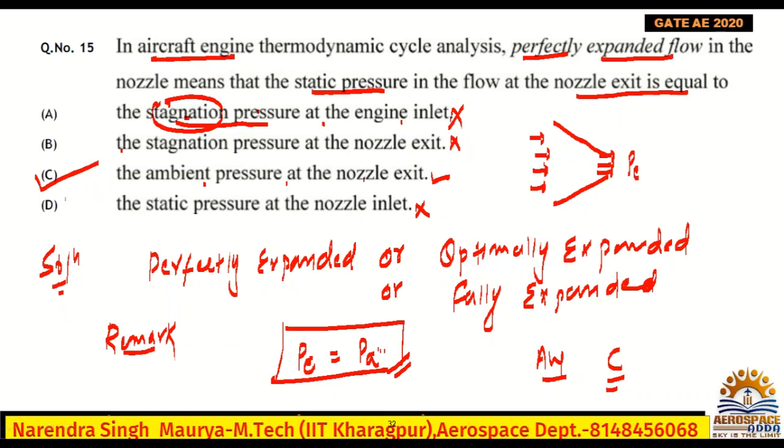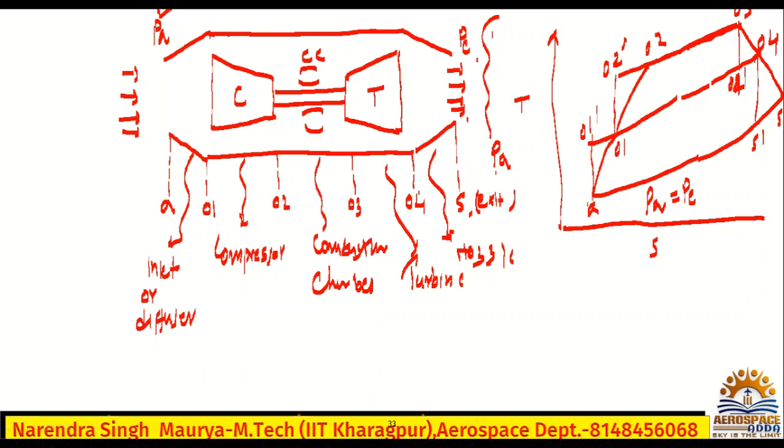Hope you understood why option C is correct. PE is equal to PA, that means ambient pressure at the nozzle exit. Simple. The nozzle exit pressure is equal to the ambient pressure at the nozzle exit. That will be the correct answer. So this pressure PA is equal to the exit pressure. If at the exit also we have the same atmospheric or ambient pressure, then it is fully expanded. Okay. Another case also, two cases I will write here, case 1 and case 2.